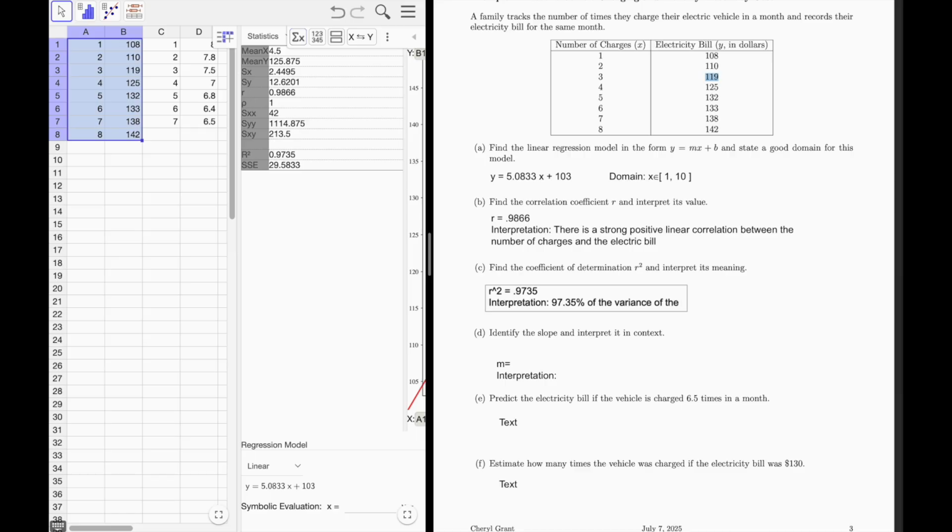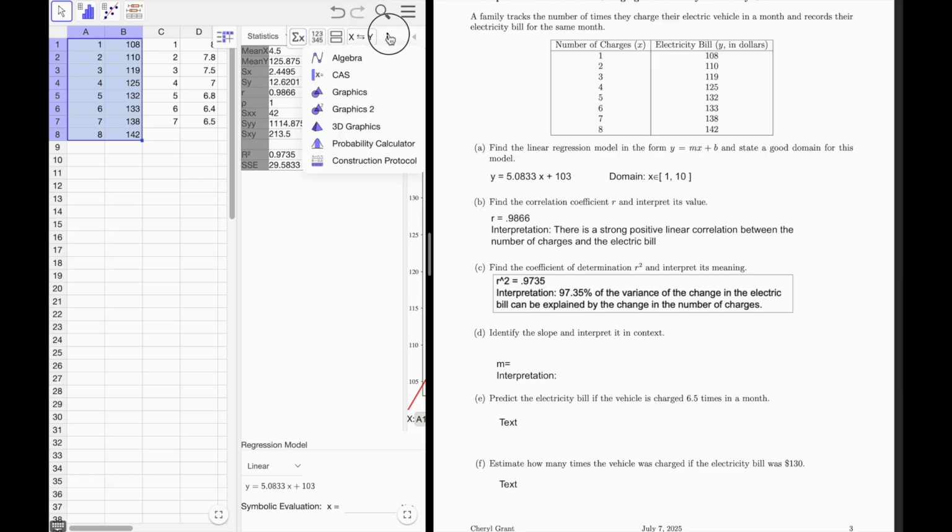of the change in the electric bill can be explained by the change in, whoops, I'm running off the page again. Okay, can be explained by the change in the number of charges. Now, whatever is left over from that is what can't be explained. So that's due to randomness. You might have an outlier that's throwing something off, or you might have a lurking or confounding variable that's something that you didn't anticipate. So the rest of it is going to be what you can't predict. So this is pretty good. 97.35% of the variance we know is because of the change in X. All right, we're done with this, so let me close it out.